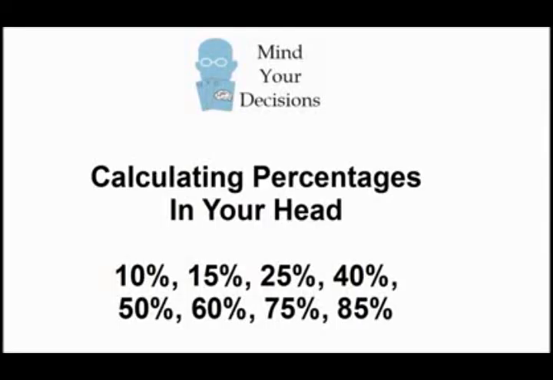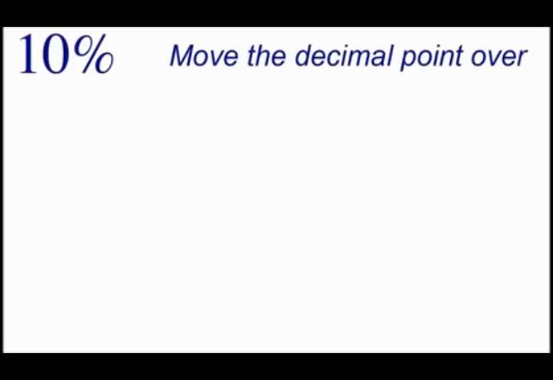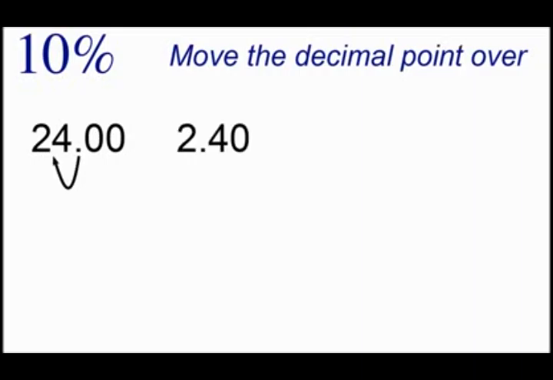In this video, I'm going to show how you can calculate percentages in your head. We'll start out with an easy example of calculating 10%. The method is to move the decimal point over one spot to the left. For the number 24, we move the decimal point over one spot to the left to find out that 10% is 2.4.